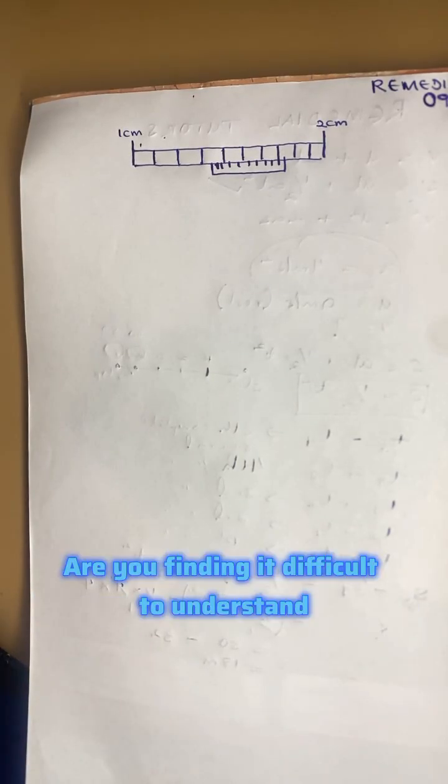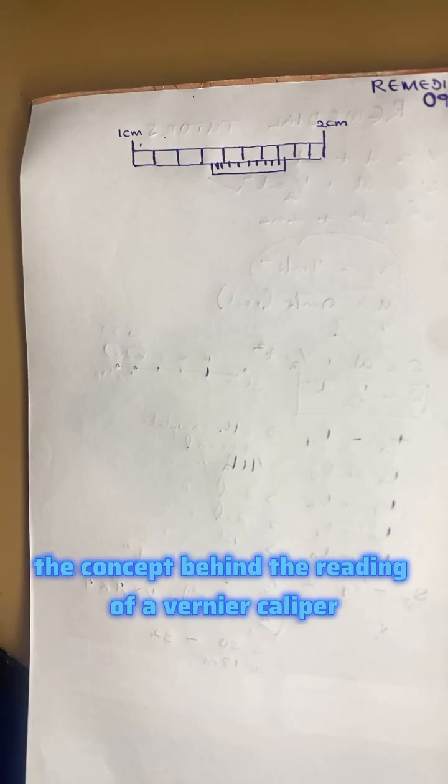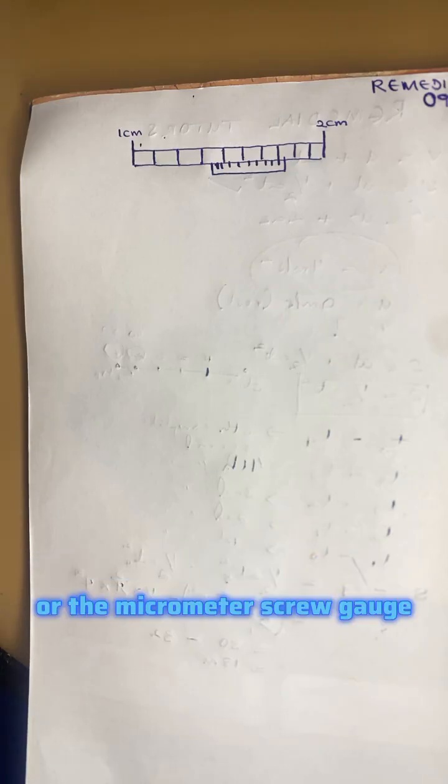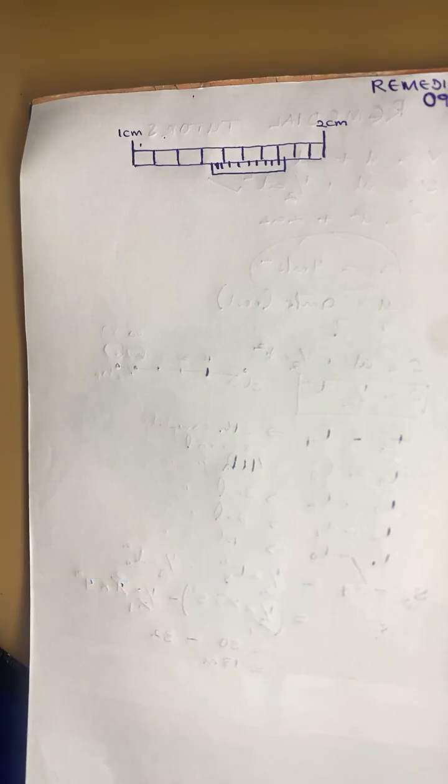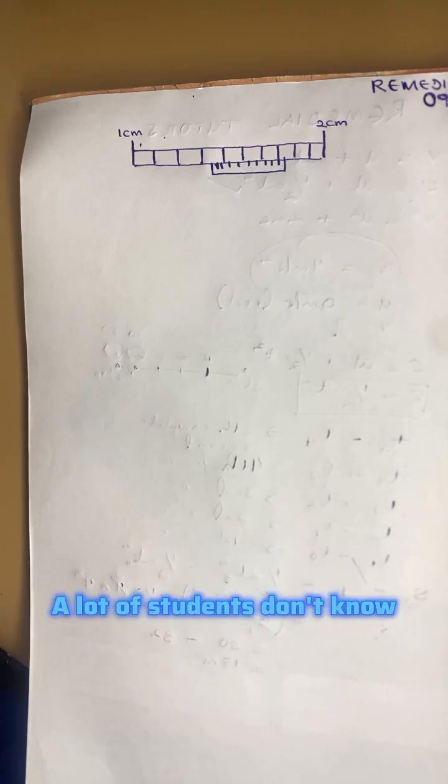Are you finding it difficult to understand the concept behind the reading of a vernier caliper or of a micrometer screw gauge? This video is going to be on vernier caliper. How do you read your vernier caliper? A lot of students don't know how to read their vernier caliper. How do you read it?